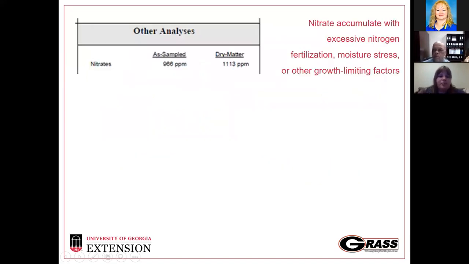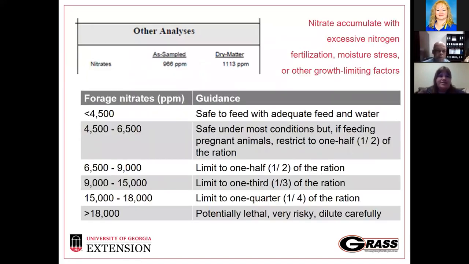So down in the bottom of the report, the most common thing that we'll see on here is nitrates. You can have aflatoxins and other things down here if you request them. But the reason we like the F2 is because it puts nitrates on there for us. It seems like such a big number that is still considered safe, but remember, this is parts per million, so it's quite small. So we consider anything under 4,500 parts per million to be completely safe to feed, as long as the animals have adequate feed and water.